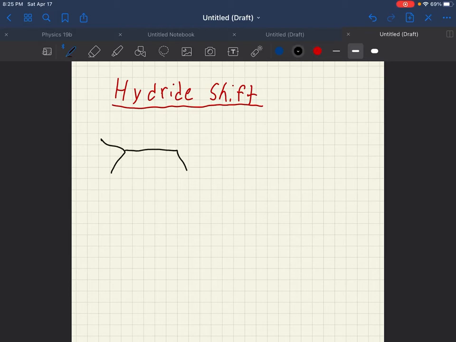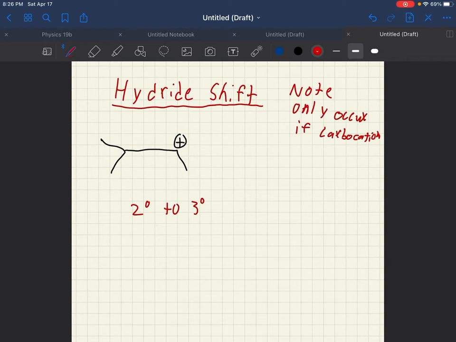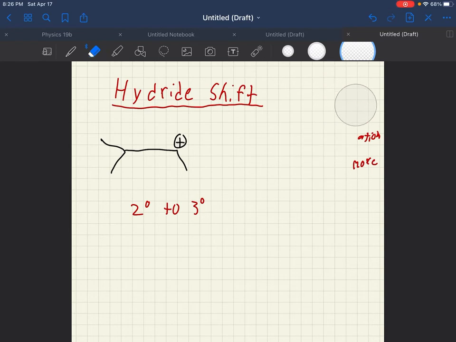So a good one would be something like this. Now, in order for this to become tertiary, we want to go from secondary to tertiary here. And another thing to note, these will only occur if the carbocation becomes more stable. They just won't randomly occur. You can't just have a hydride shift or methyl shift occur. There has to be some form of increased stability.